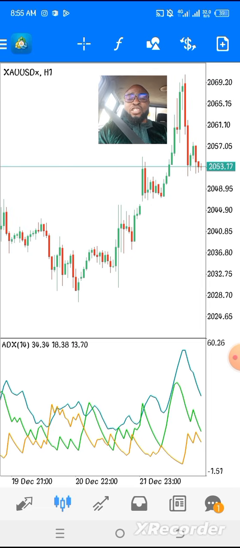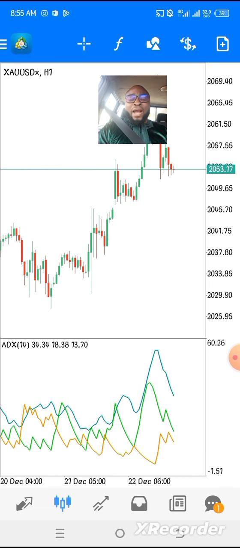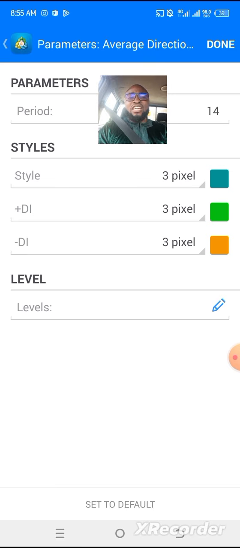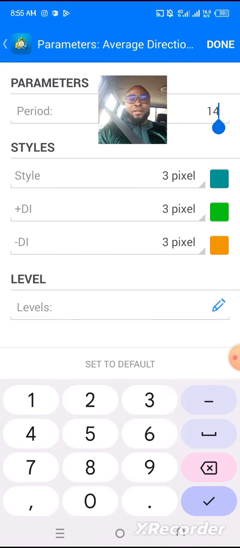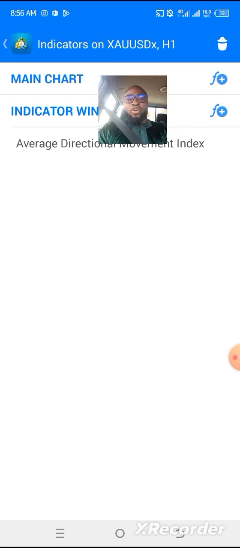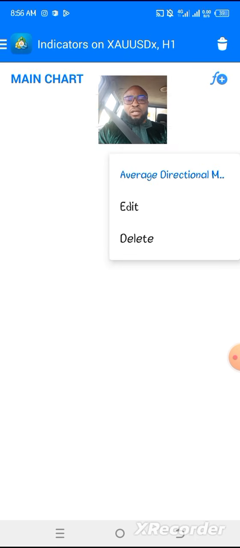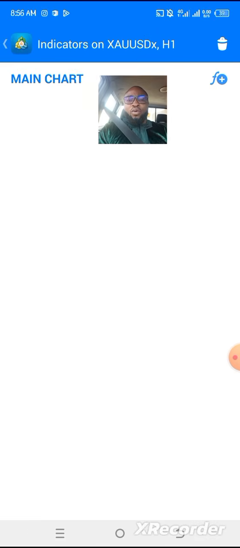Some traders use ADX to determine market movement. Sometimes technical analysis traders might change the settings to their taste. As you can see, this 14 can be changed to any number. So now I'm going to remove this and add another one. Now look at it here.